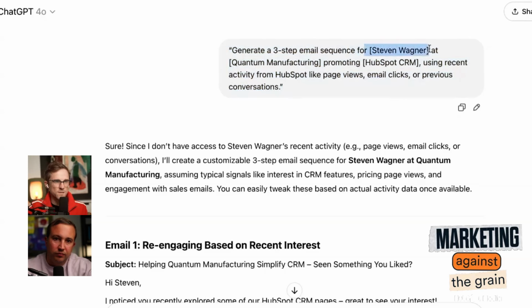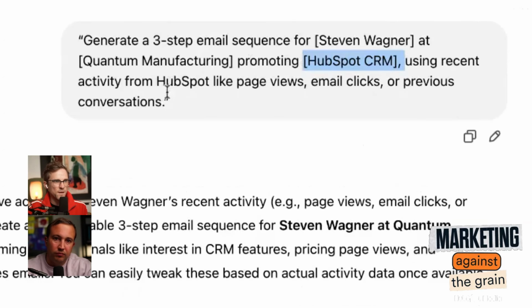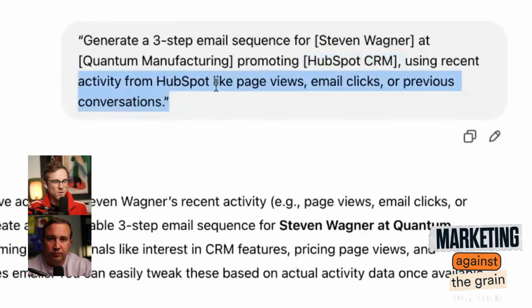I really need to reach out to him today. So I'm going to give the name, I'm going to give quantum manufacturing, and then I'm promoting HubSpot CRM. And then it uses recent activities. So it's going to use recent activity that we capture in HubSpot through page views, email clicks, to personalize the conversation. So it can take your context, which I love. It can take all the engagement context.